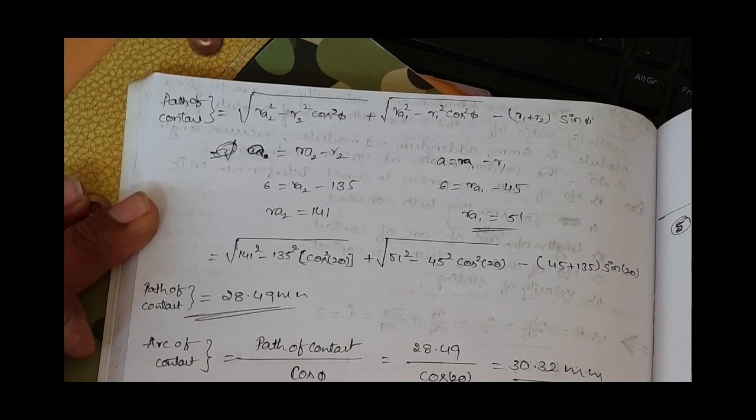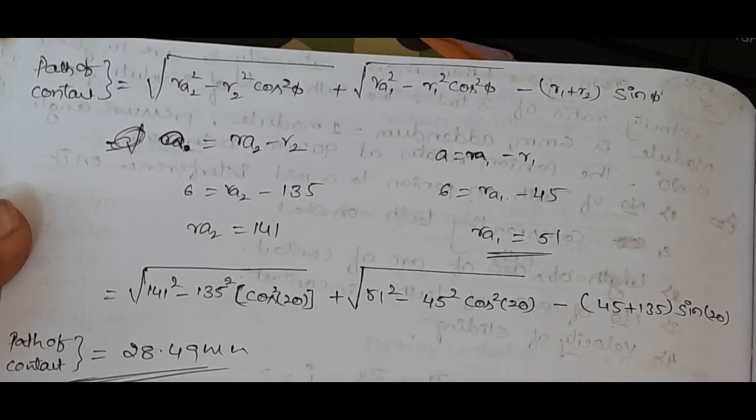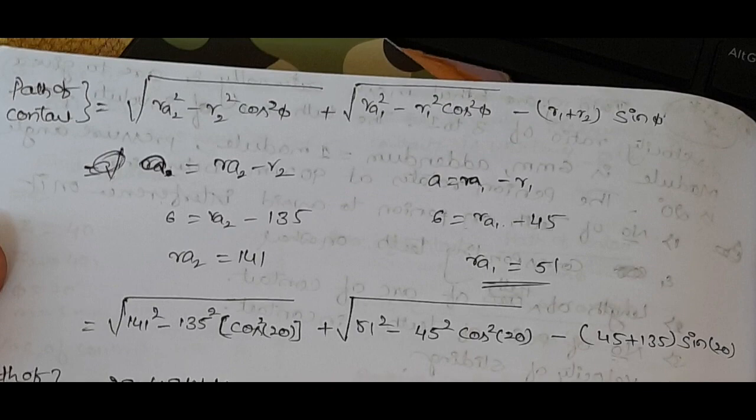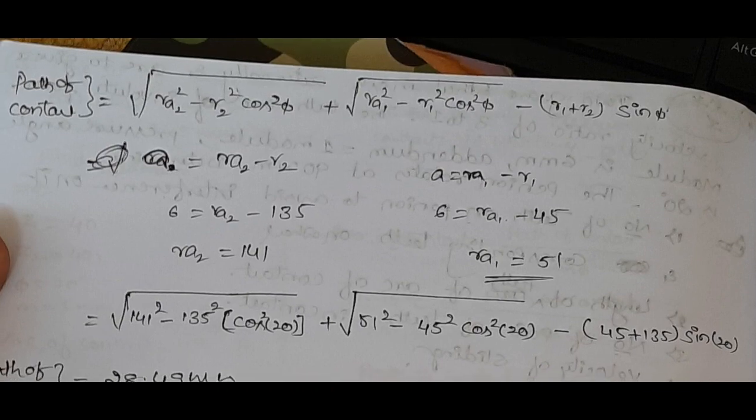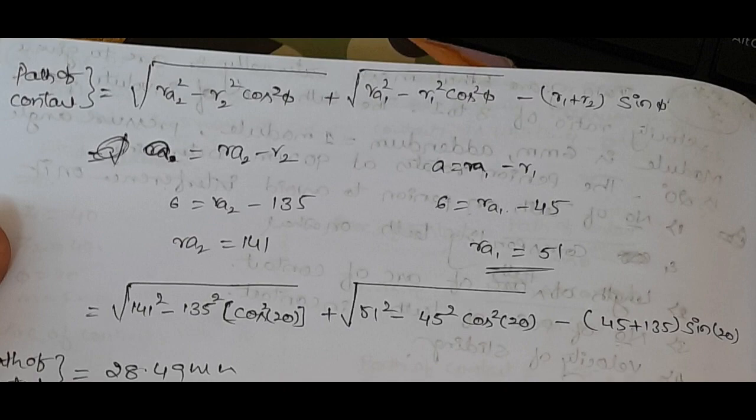Path of contact is nothing but path of approach plus path of recess. Substituting the values: path of approach is equal to square root of RA2 square minus R2 square cos square phi, plus root of RA1 square minus R1 square cos square phi, minus (R1 plus R2) sin phi.